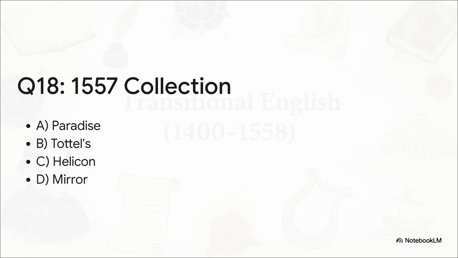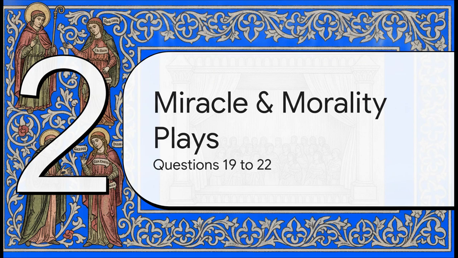The correct choice is B, Tottel's Miscellany. This book brilliantly illustrates how these newly imported poetic forms were formally gathered and presented to the reading public. It literally defined the whole genre for the entire era. On to Section 2, Miracle and Morality Plays. This covers questions 19 to 22.